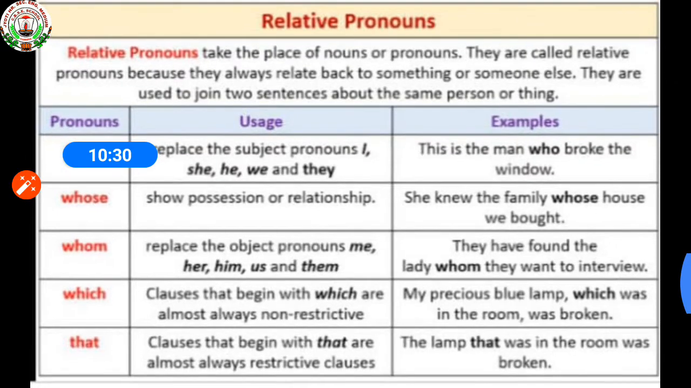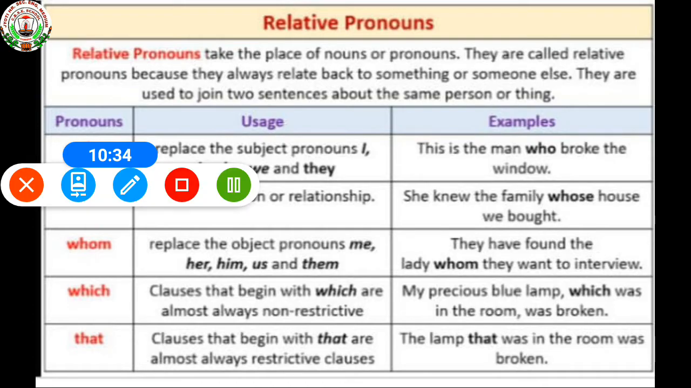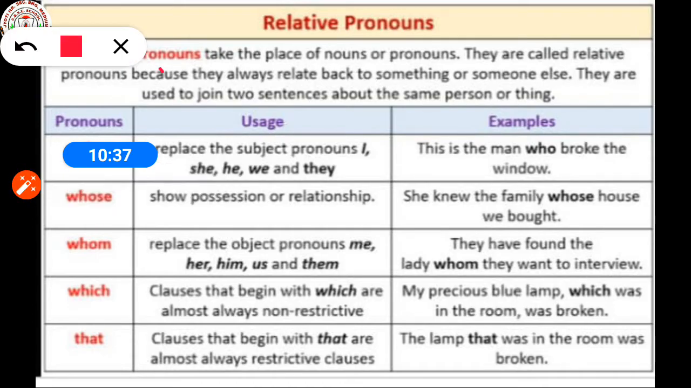You just see in this image, a relative pronoun takes the place of a noun or pronoun. They are called relative pronouns because they always relate back to something or someone else. They are used to join two sentences about the same person or thing. You can see the examples with these relative pronouns.